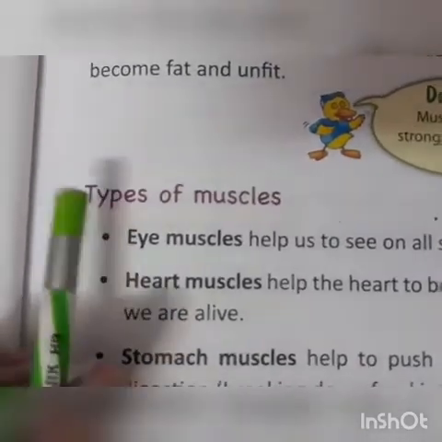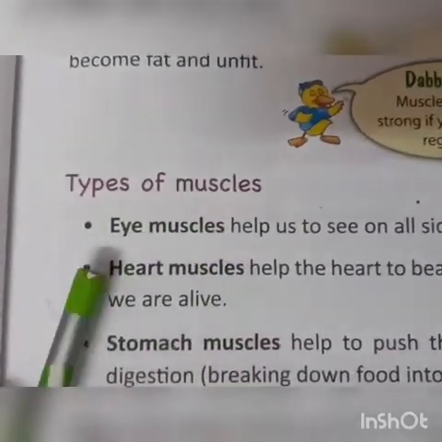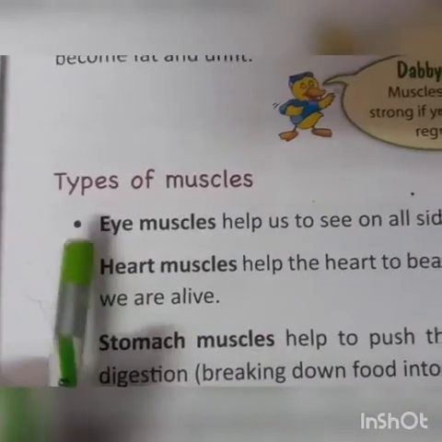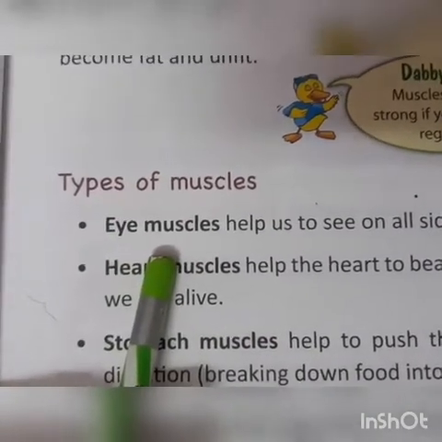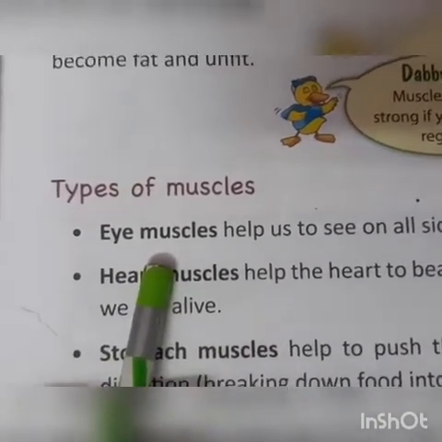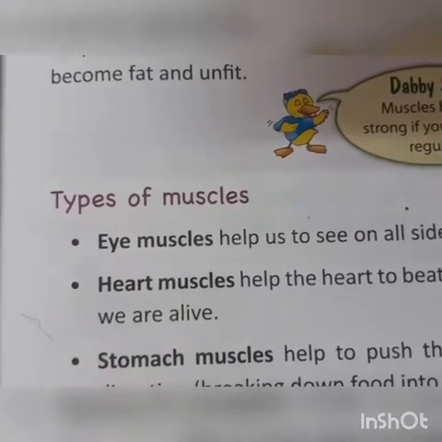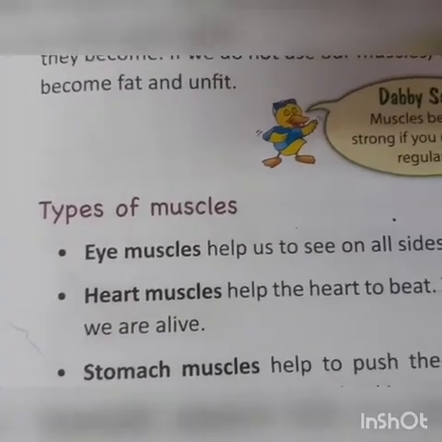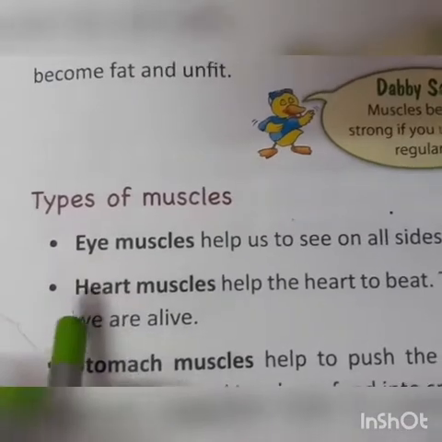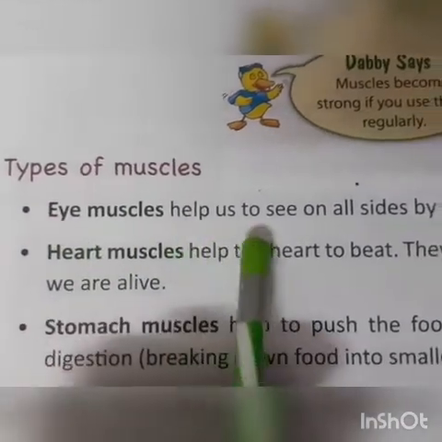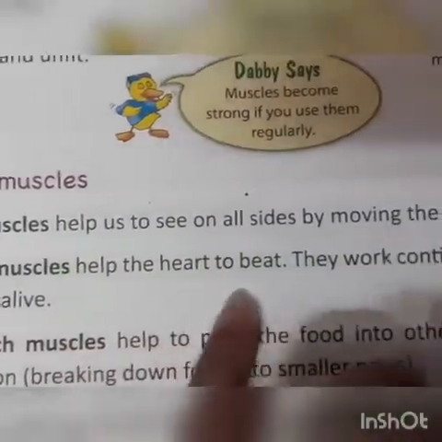Now, next is your types of muscles. How many different types of muscles are there? First is your eye muscles. It is according to the organ, the muscles are there also. As the bones are there, the smallest, the biggest bone according to the organ, the same with the muscles are also according to the organs. Eye muscles help us to see on all sides by moving the eyeball.